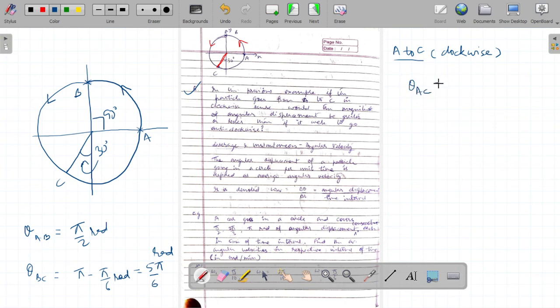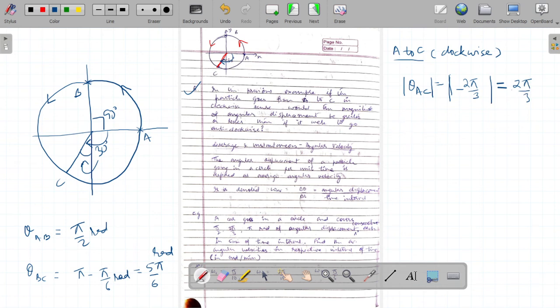Then we'd say that the magnitude of angular displacement would be this angle, right? The particle would go through this angle, that would be the angular displacement. The angular displacement would be 2 pi by 3 radians, and it would be negative as it is going in clockwise sense. And we are talking about the magnitude of angular displacement, so we take a mod sign. So this would come out to be 2 pi by 3.